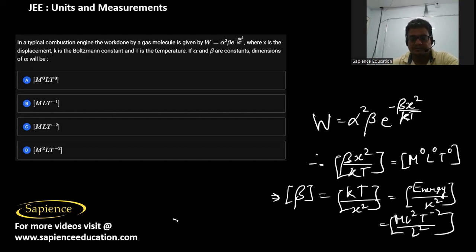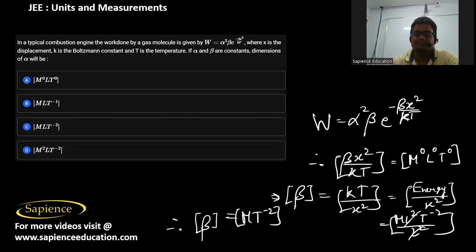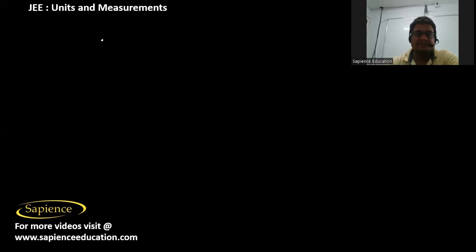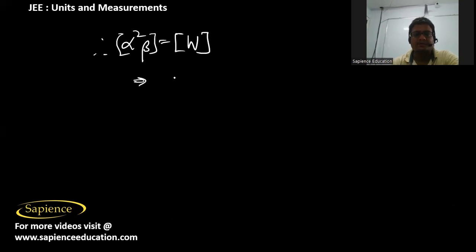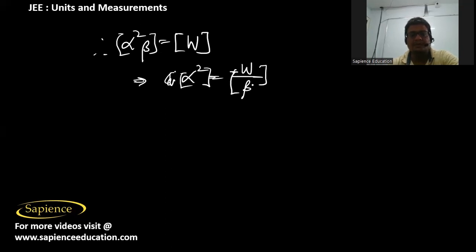So therefore, the dimensional formula for beta, L square will cancel, so that is M T power minus 2. And then the dimensional formula for alpha square beta is the same as the dimensional formula for work. So therefore, the dimensional formula for alpha square is the same as the dimensional formula for W by beta.